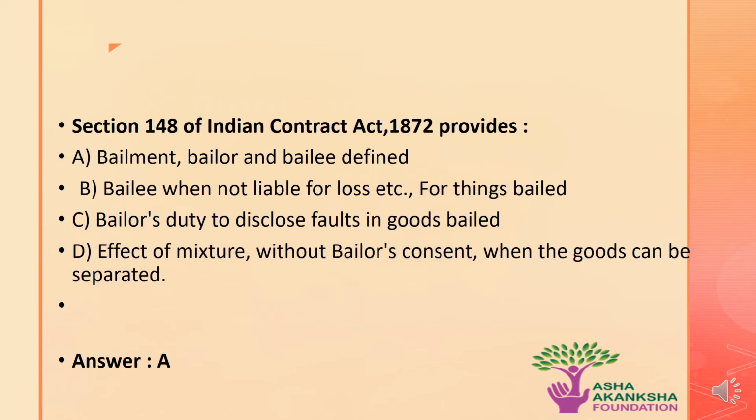Question is: Section 148 of the Indian Contract Act 1872 provides for what? Options are A, bailment, bailor, and bailee defined. B, bailee when not liable for loss, etc., of the things bailed. C, bailor's duty to disclose faults in goods bailed. Or D, effect of mixture without bailor's consent when the goods can be separated. The correct answer to this question is option A. That means to say, Section 148 of the Indian Contract Act provides for the definition of bailment, bailor, and bailee.